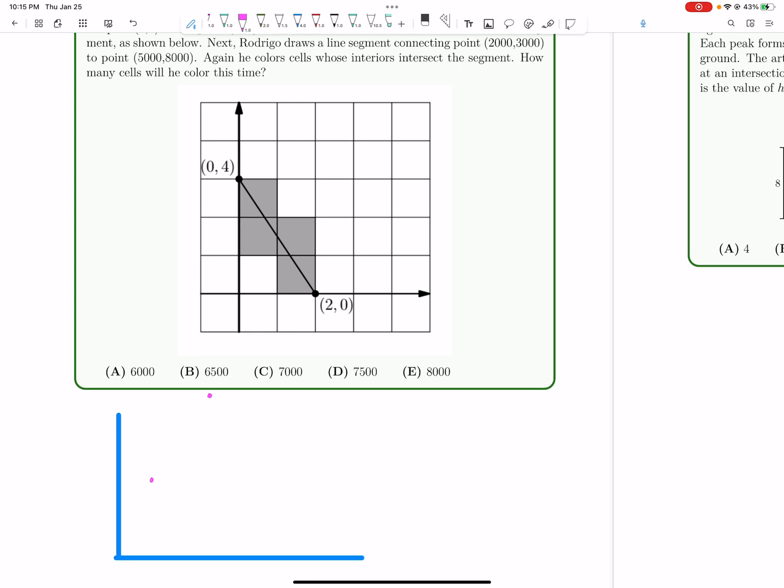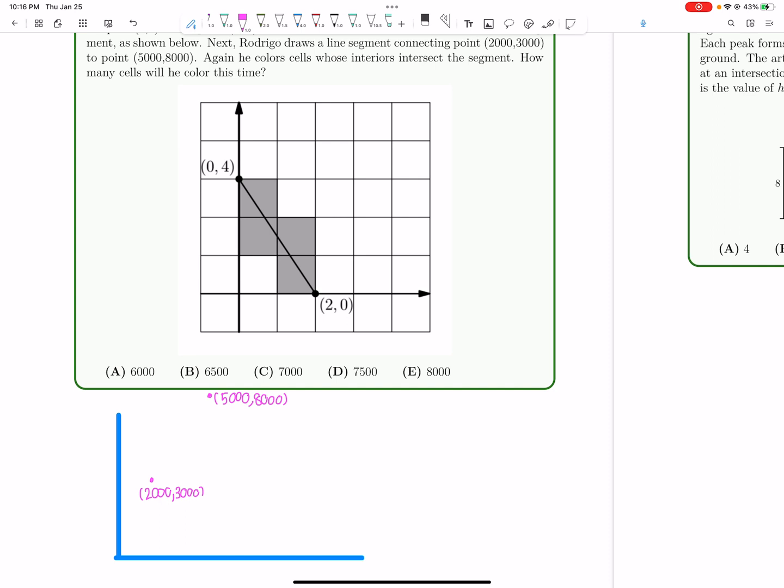So he colors the cells whose interiors intersect the segments. How many cells will he color? So let's just mark here 2,000, 3,000. There's no way you can actually draw this out, right? You're not going to have time to draw out a 1,000 by 1,000 grid and count.